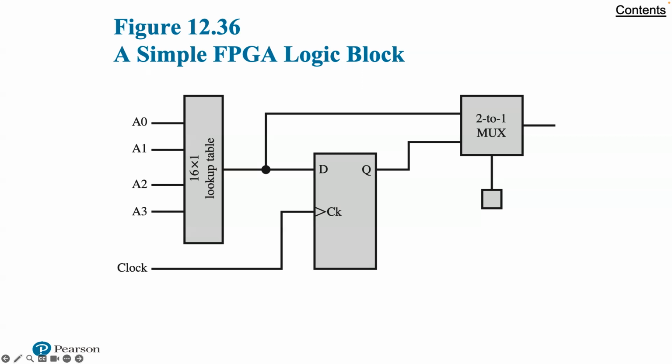Larger logic blocks have larger lookup tables and multiple interconnected lookup tables. The combinational logic realized by the lookup table can be output directly or stored in the D flip-flop and output synchronously. A separate 1-bit memory controls the multiplexer to determine whether the output comes directly from the lookup table or from the flip-flop. By interconnecting numerous logic blocks, very complex logic functions can easily be implemented.